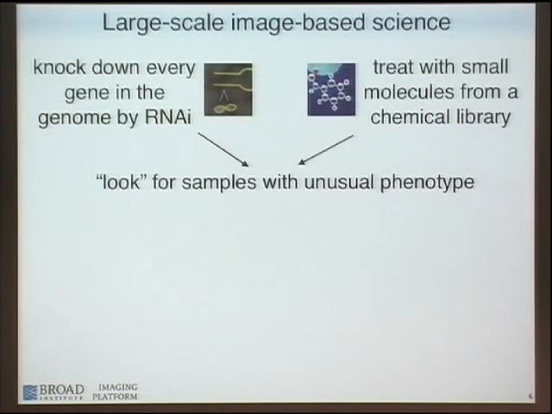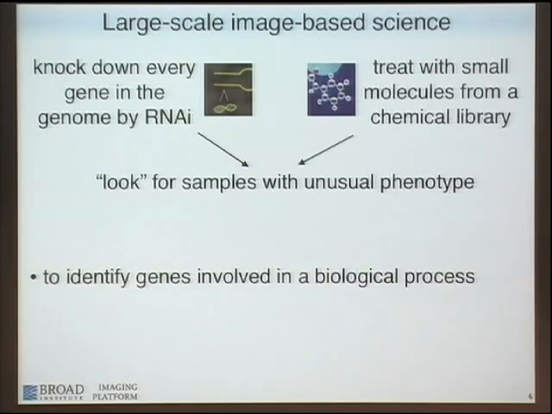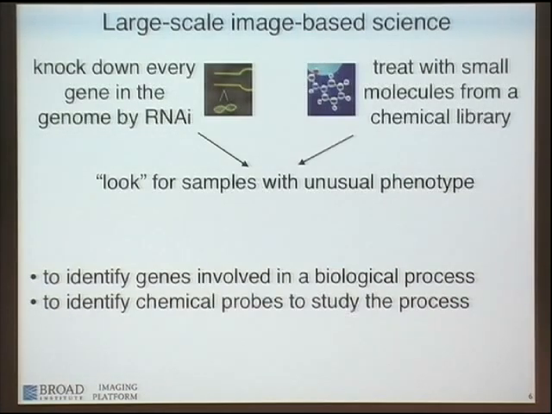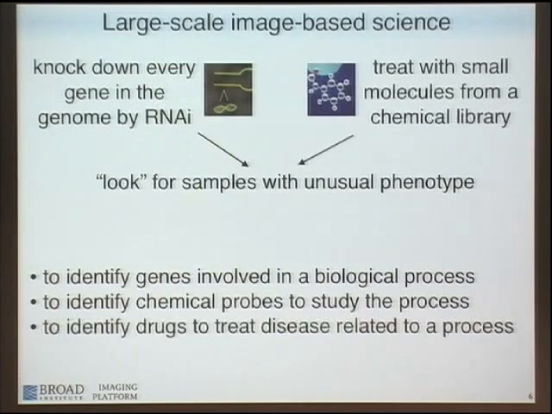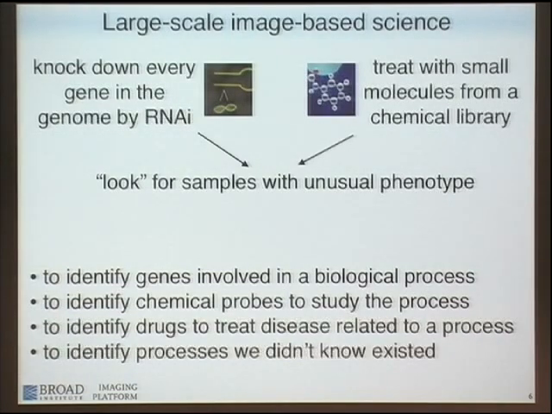So these experiments, what are the biologists actually doing in each experiment? The goal is to look for samples with some unusual phenotype, some unusual property, and the samples that we're testing are typically genetic, so RNA interference to knock down every gene, or maybe overexpress every gene, or treating with small molecules, chemical compounds that we're hoping to find perhaps a treatment for a disease or a perturbant of a particular biological pathway. So these experiments are tremendously useful to identify genes that are involved in biological processes, to identify chemical probes that we can use to study processes, to identify drugs, to treat diseases, and as I'll talk about, we are actually starting to use these experiments to identify biological processes we didn't know existed or certainly didn't understand well.